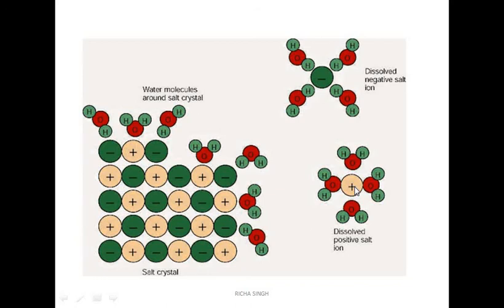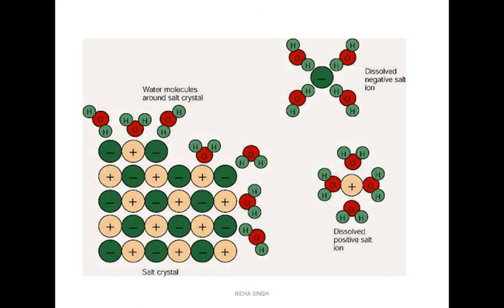And what will happen to the positive part of the salt? It will be surrounded in this way, with O near and H here, because O will have a negative charge. In this way both the positive and negative parts of the salt can be separated. Water molecules form a cover around these ions, and then they are said to be hydrated.